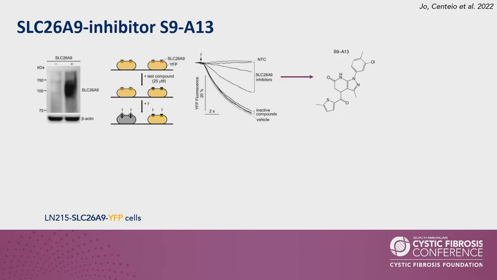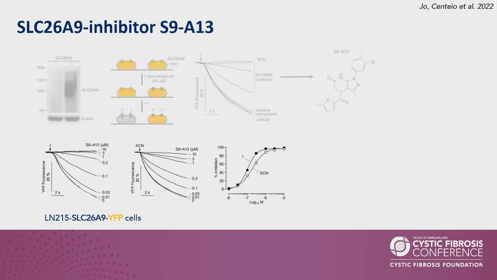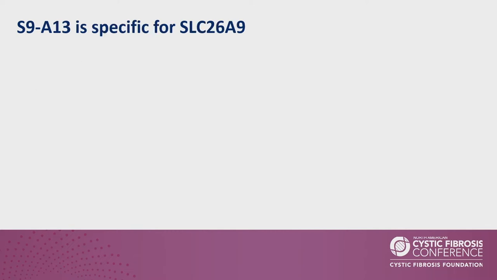up with S9A13, which is a compound that is able to dose-dependently inhibit the iodide and thiocyanate uptakes by SLC with a very potent IC50 of 90 and 171 nanomolar, respectively. So then they planned to assess the specificity of this compound for SLC26A9.